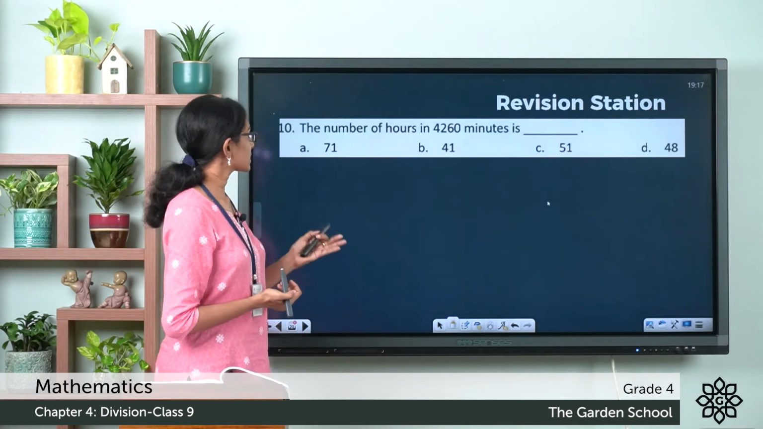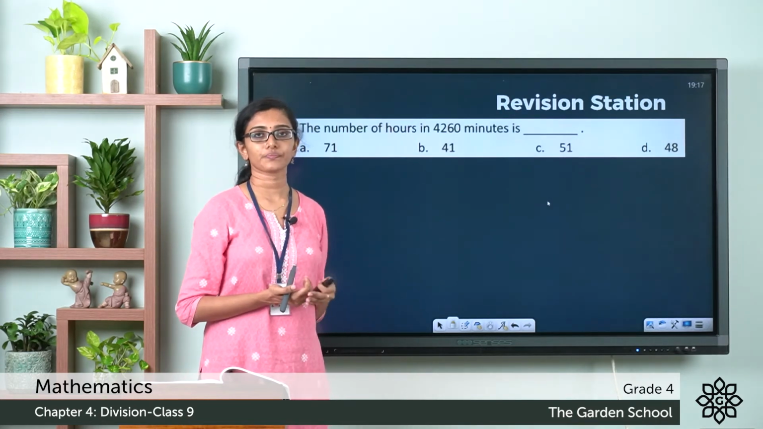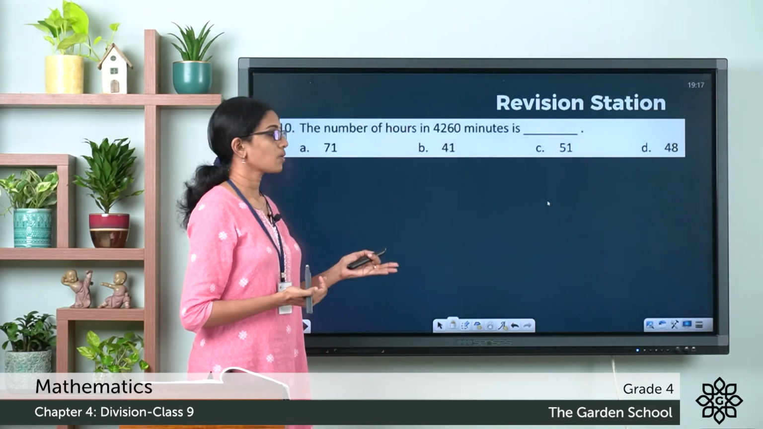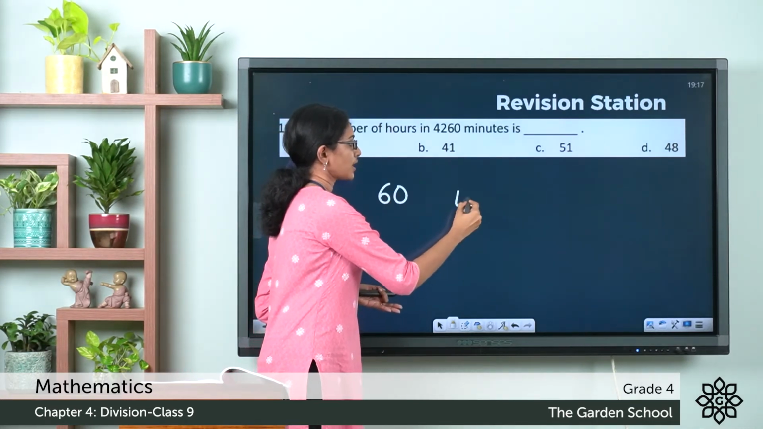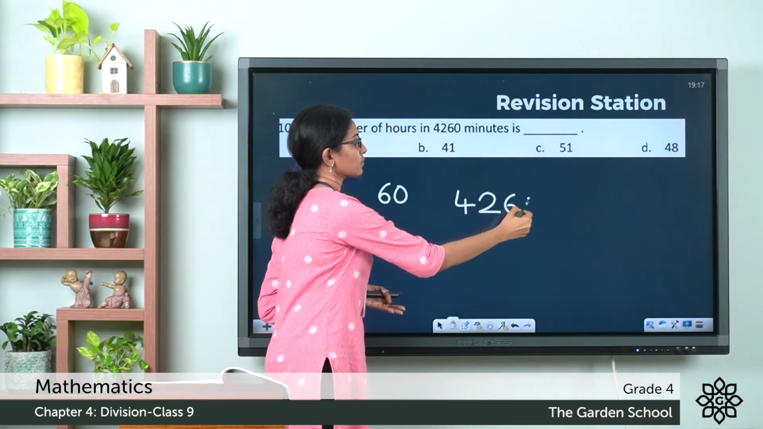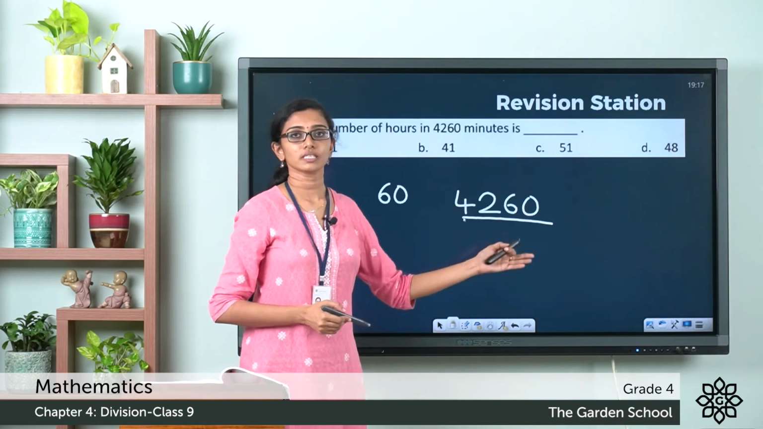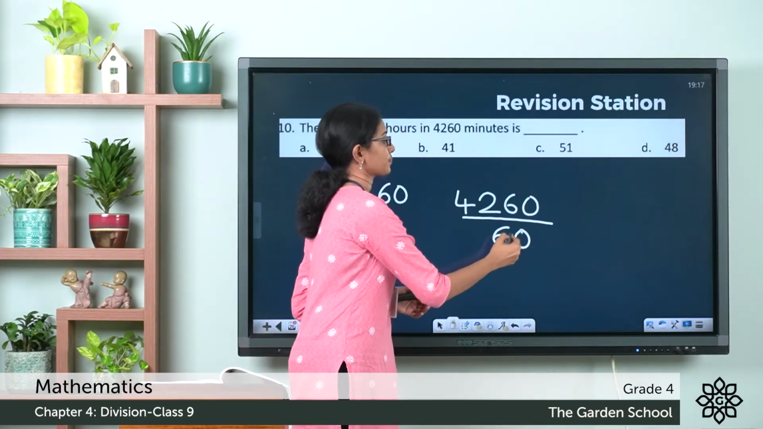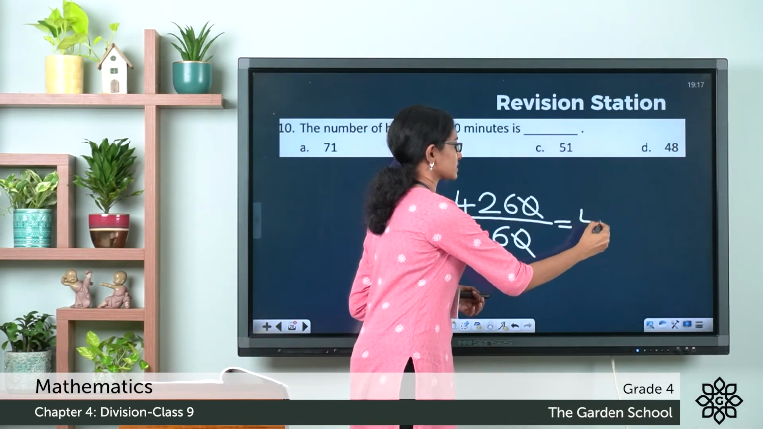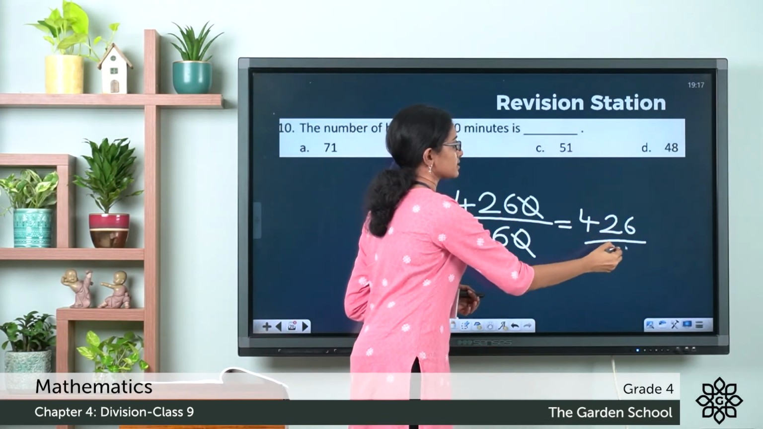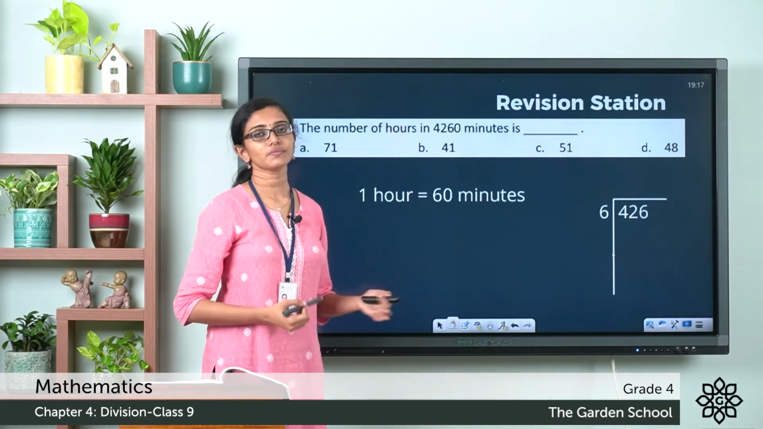Now the next question is, the number of hours in 4,260 minutes is. So we know 1 hour is equal to 60 minutes. To find out how many hours are there in 4,260 minutes, you need to divide 4,260 by 60. And this is equal to 426 divided by 6. The result of this will give you the equivalent in terms of hours.